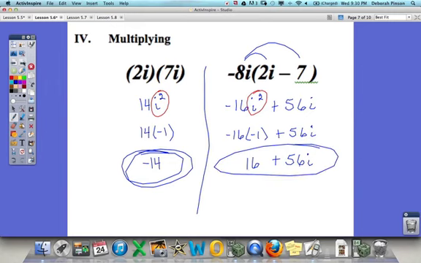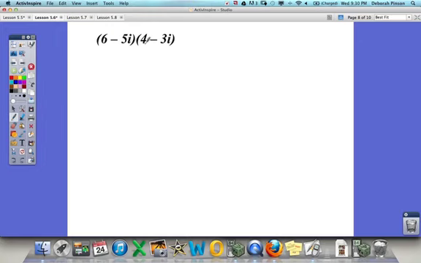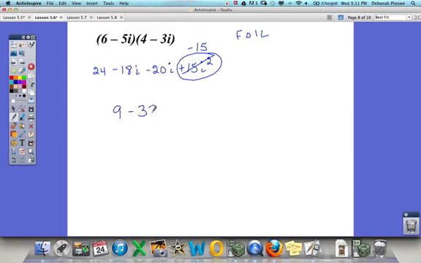Okay, getting a little bit bigger. If you look at this, doesn't this scream FOIL? That's exactly what we're going to do. So let's FOIL this thing together. So first, outside, inside, and last. And then I'm going to plug in my negative 1 there. So that's negative 15. So 24 minus 15 is 9. Negative 18 minus 20 is minus 38i.